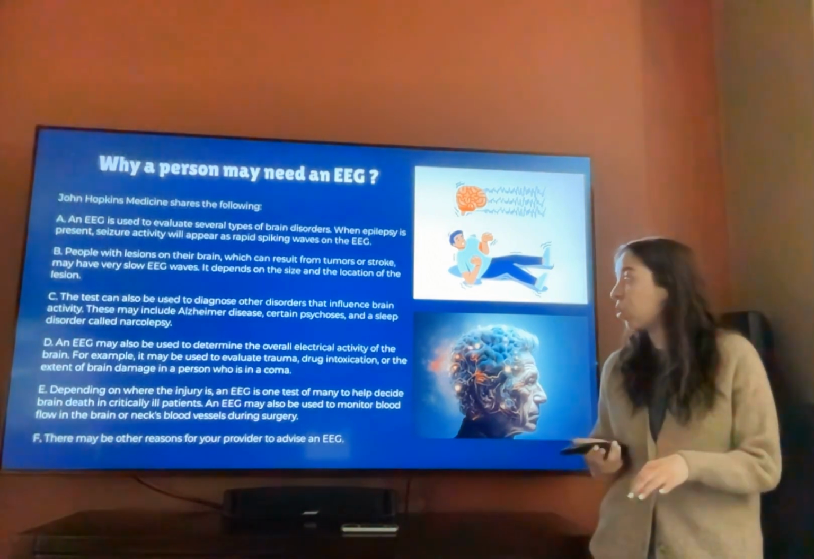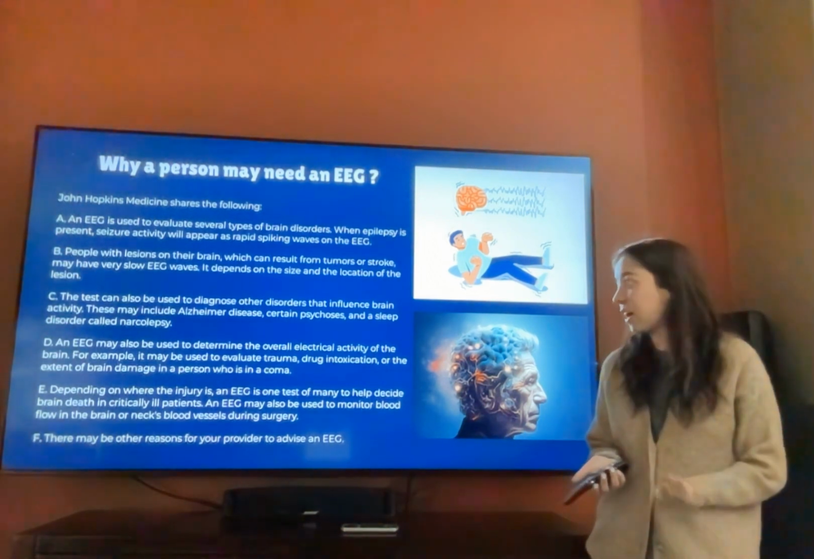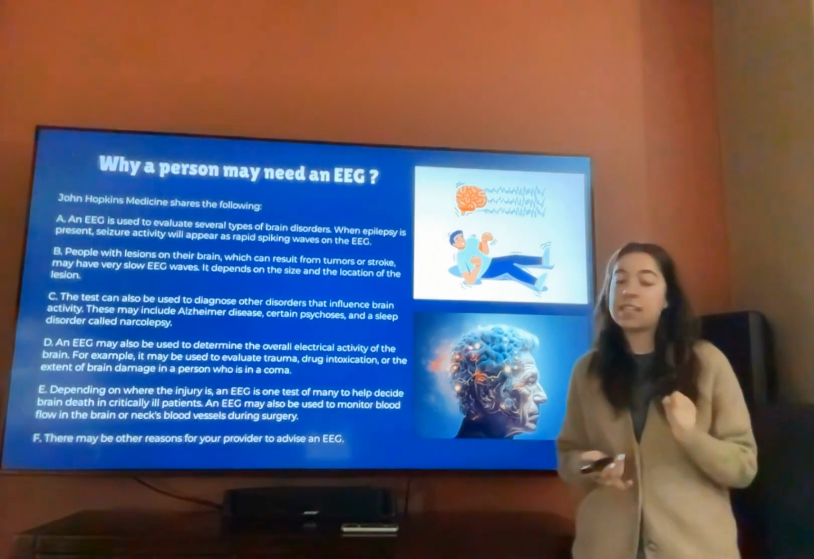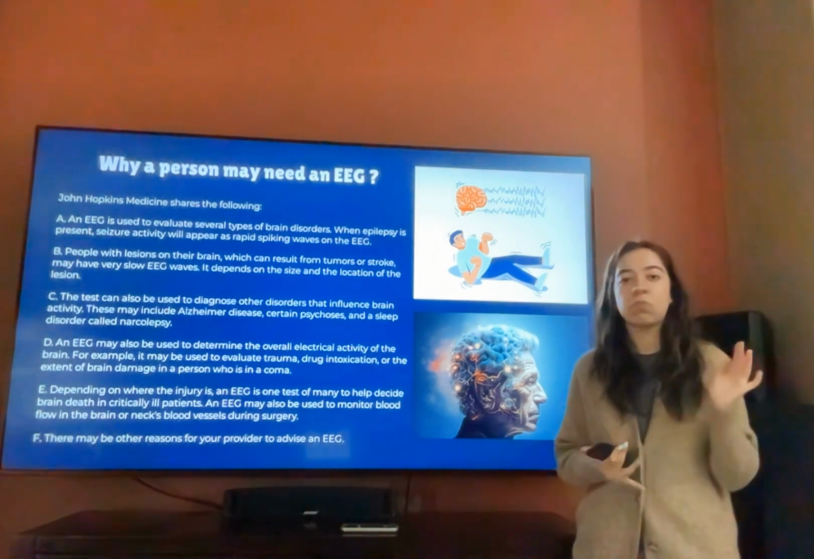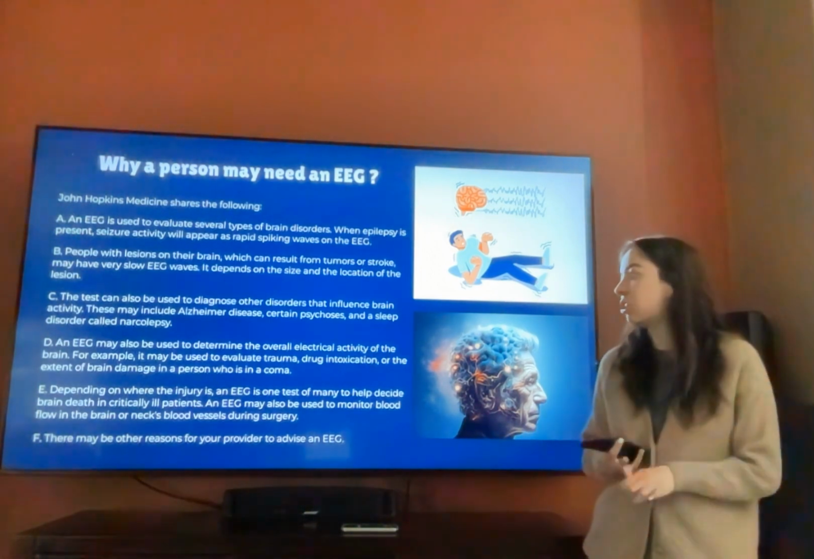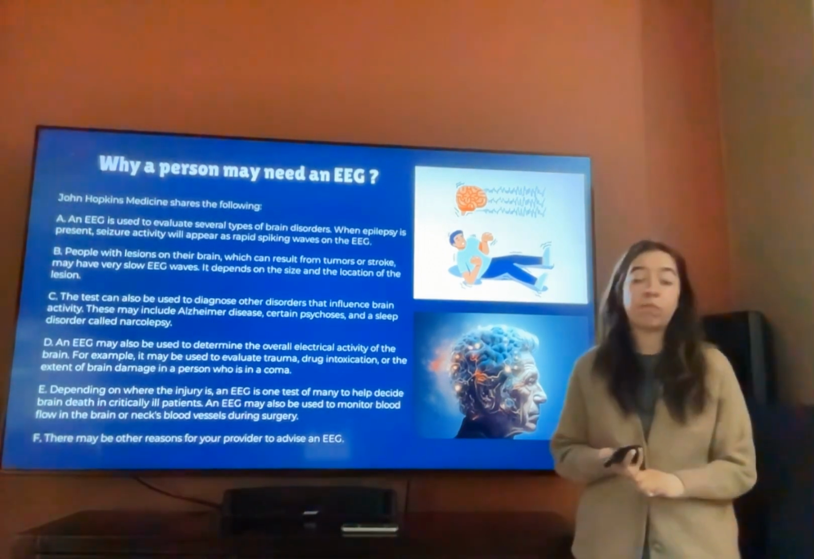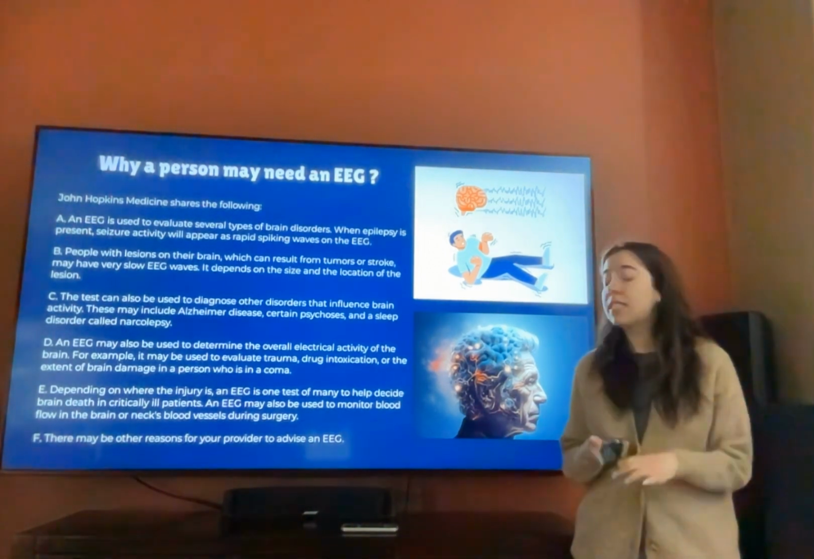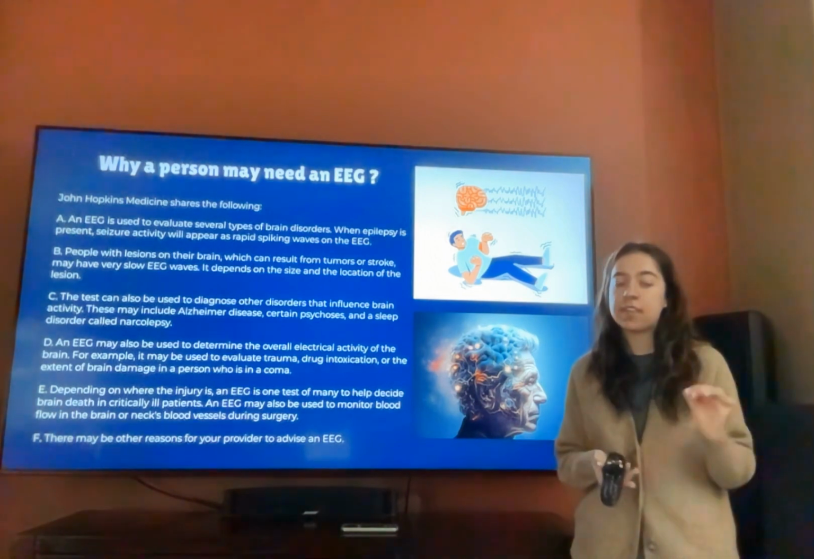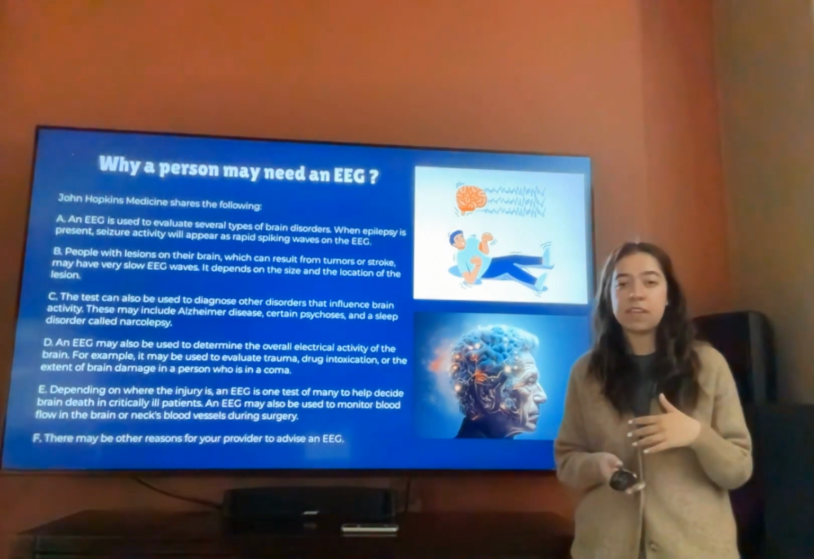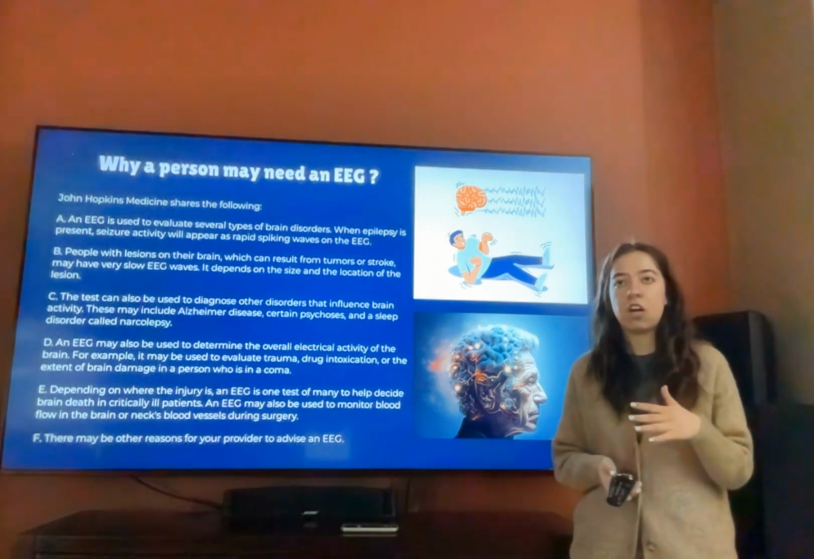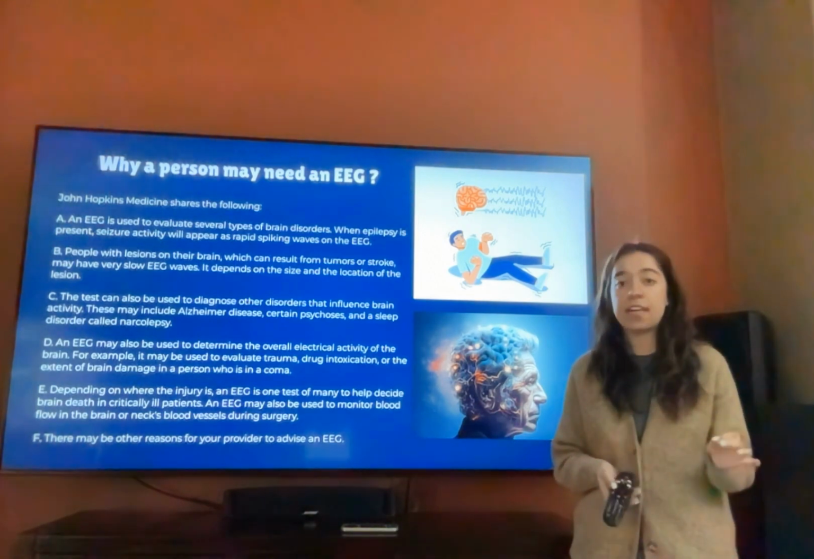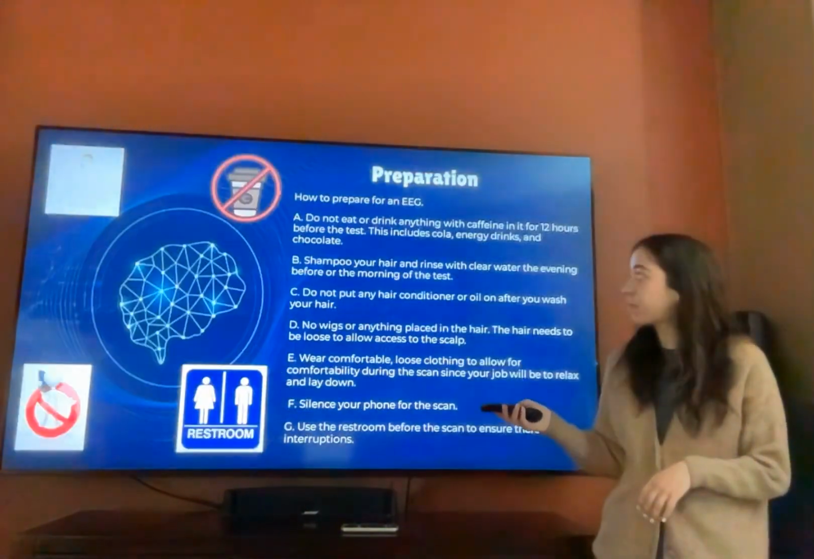An EEG will overall assess the electrical activity of the brain and see if there's trauma to it, through even drug intoxication or the extent of brain damage from someone who is in a coma. Depending on what the brain injury is, the EEG will assess it. We can see if there's any neurological damage and brain death as well.